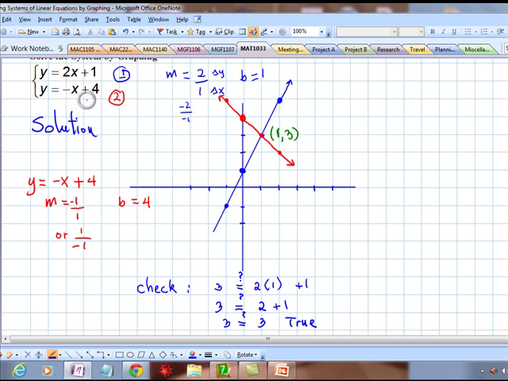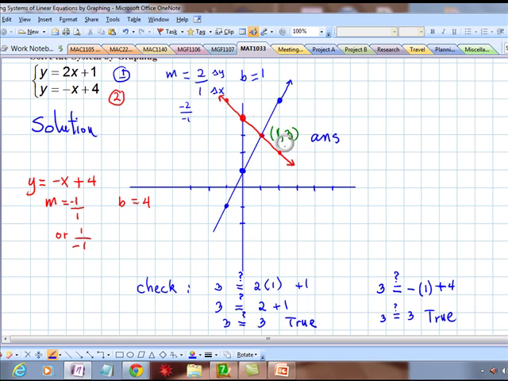I'm going to do the same thing to check equation number 2. I put 3 for y, equal to minus x, which is 1, plus 4. I'm checking, so I put a question mark here. So 3 equals minus 1 plus 4, which is 3. So you have 3 equals 3. So it is a true statement. That means this is your answer. Alright, so that is your answer.